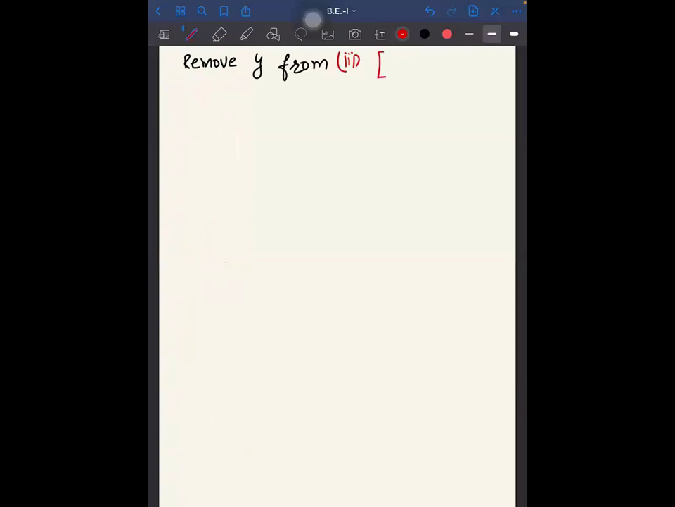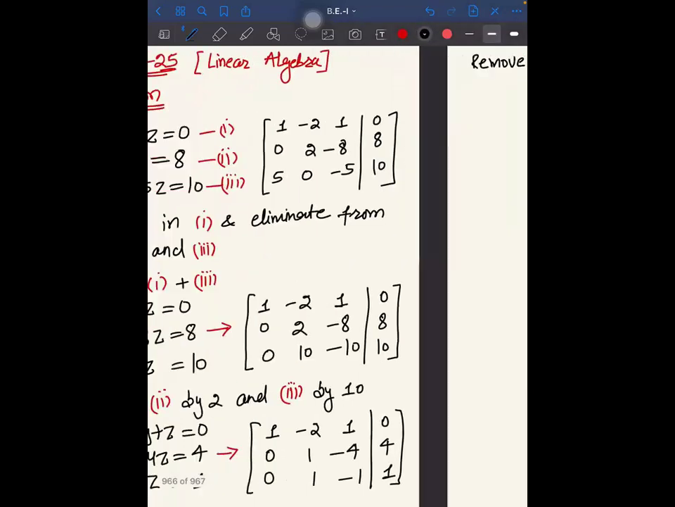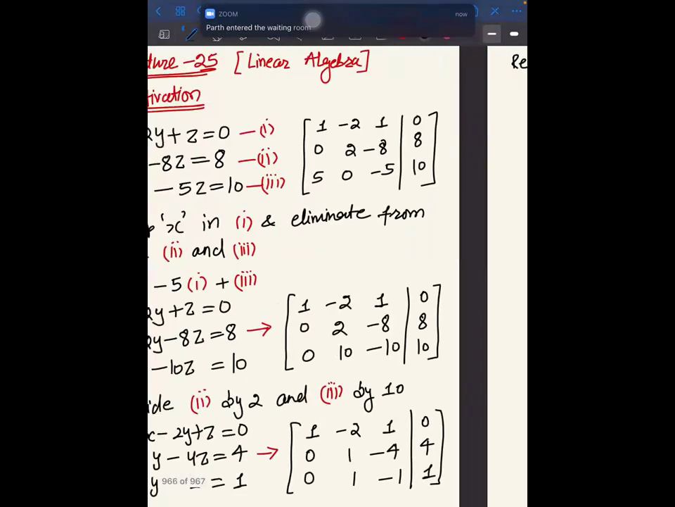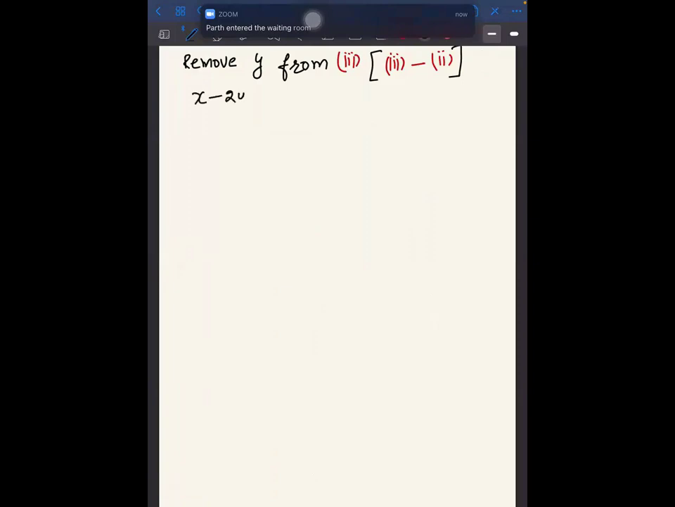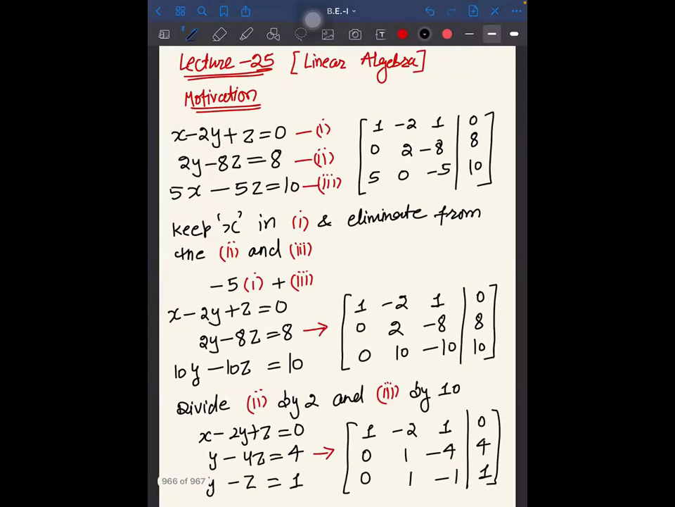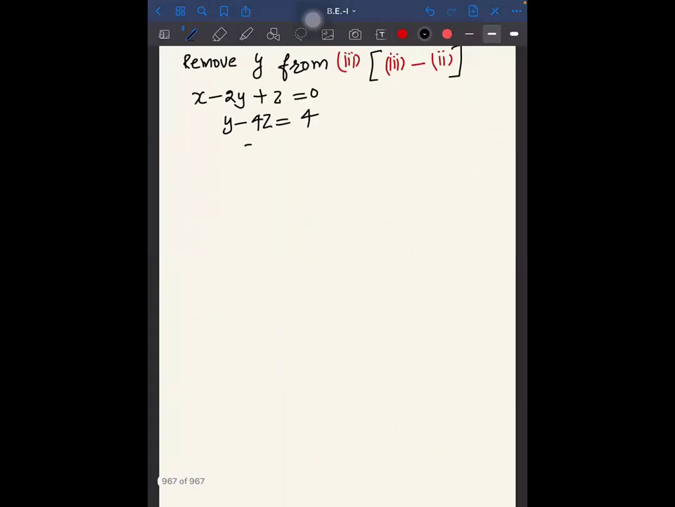Third minus second, right? So we have the equations: x minus 2y plus z is equal to 0, and y minus 4z is equal to 4. If we subtract, we are left with 3z equal to minus 3.